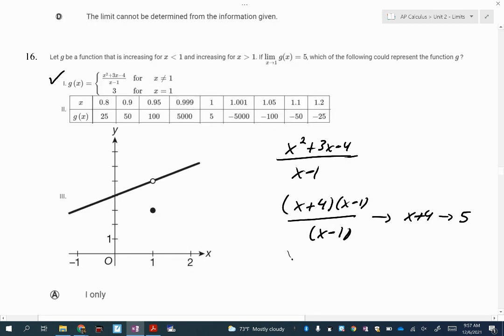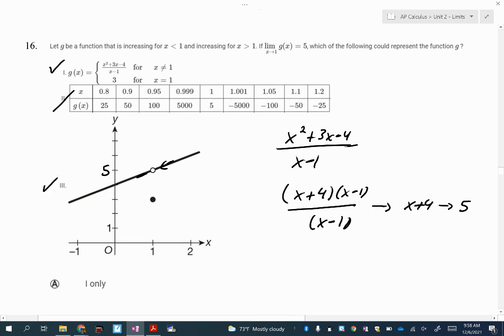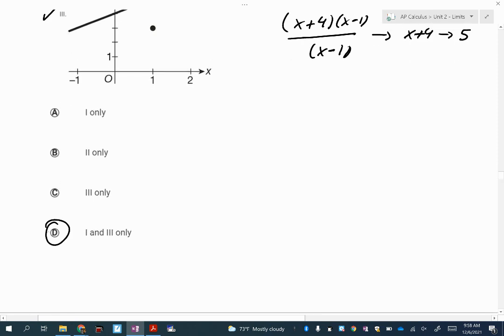Looking at the table in number 2, as I approach 1 from the left and right, even though g of 1 is 5, it looks like I'm approaching infinity and negative infinity from the left and from the right. So that's not going to work. And in number 3, as I approach it from the left and from the right, I'm approaching that y value of 5. So 3 would also work. So 1 and 3 are going to work, which is D.